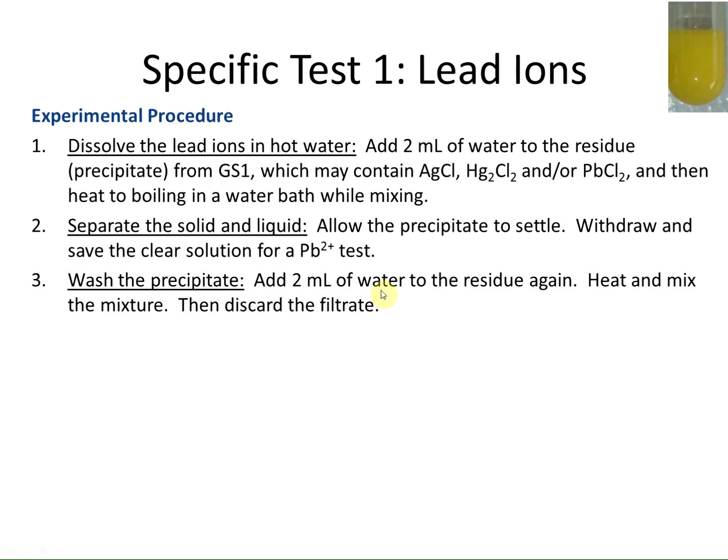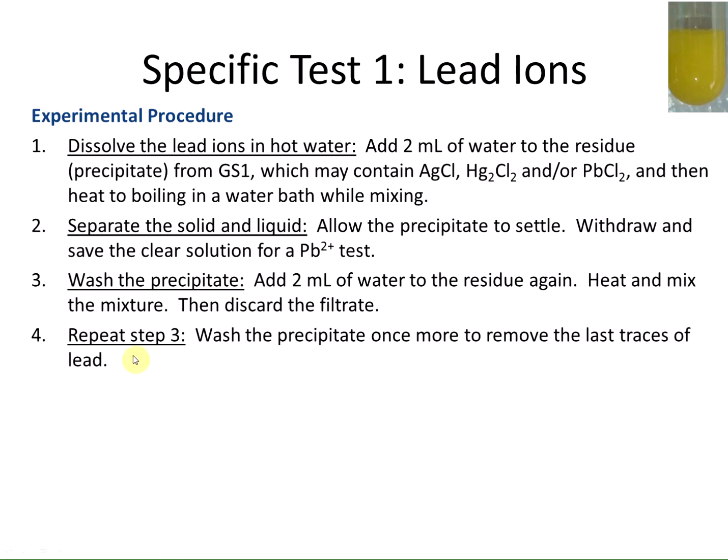Wash the precipitate: add 2 ml of water to the residue again, heat and mix the mixture, then discard the filtrate. So you're going to discard this one when you're heating it again. You're just making sure that any lead ions you didn't remove the first time, you remove the second time, but we're just going to throw away this filtrate. Then repeat step 3, washing the precipitate once more to remove the last traces of lead. Save the solid residue that's left behind for specific test 2 and specific test 3.